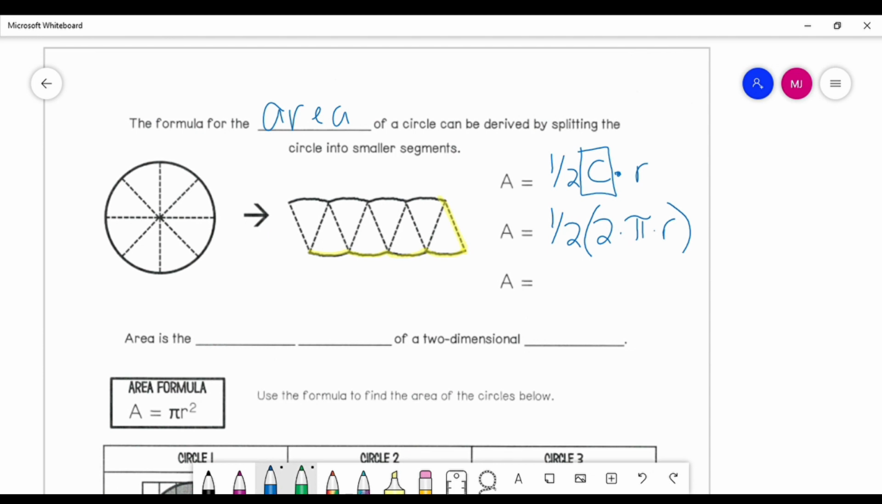Well, what is half of 2? 1. So 1 times pi would be pi. And then we would have to do this one. That would become r squared. Why does it become r squared? Good question. Because we have to multiply this times something else. What's missing on this? So we took the C, we replaced it with the formula. But what did we not bring down? The r. And so now it's r times r. The r squared.